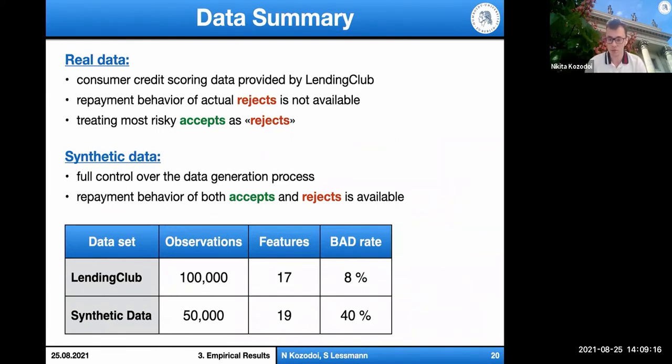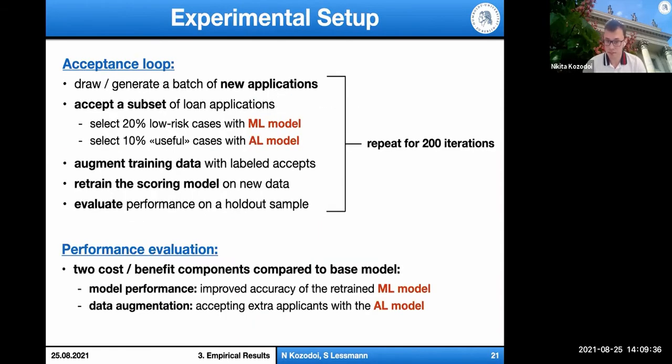The important thing to note here about the data set, as you can see from the table, is that the bad rate differs a lot between the Lending Club data and the synthetic data that we set up. This will be very important in terms of the impact on the empirical results, and you will see that in a few slides. On both of these data sets, we run the acceptance loop that I was talking about previously, where we iteratively generate or draw a batch of new loan applications, and then we decide which applications to accept.